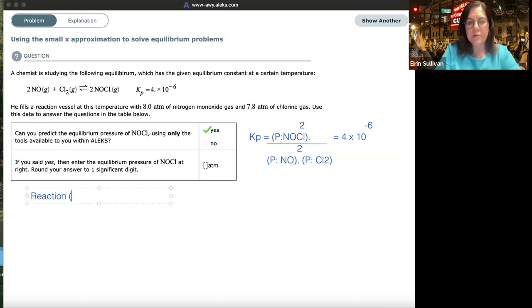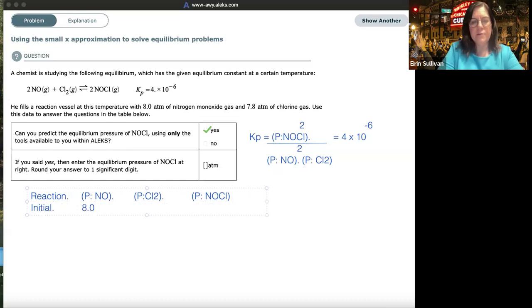So this is going to be in terms of the partial pressure of each of our reactants and products. Partial pressure of nitrogen monoxide, partial pressure of chlorine, and partial pressure of the nitrosyl chloride. So those are our reactants and products. Let's write in our initial, not concentration, partial pressures. We can take the same approach. Initially, we have 8 atmospheres of nitrogen monoxide, and we have 7.8 atmospheres of chlorine gas. This sounds like not a very nice mixture, just putting it out there. And then the nitrosyl chloride is 0.